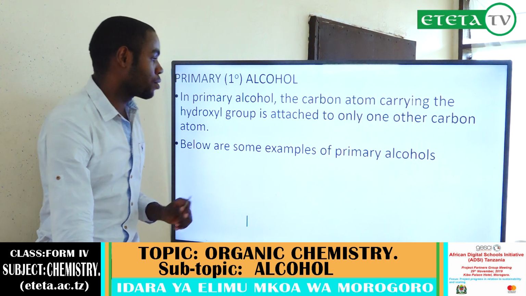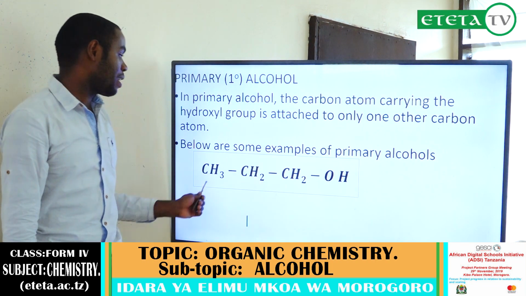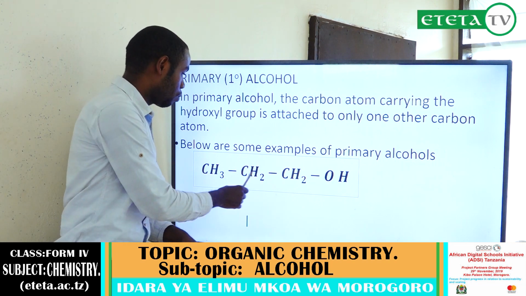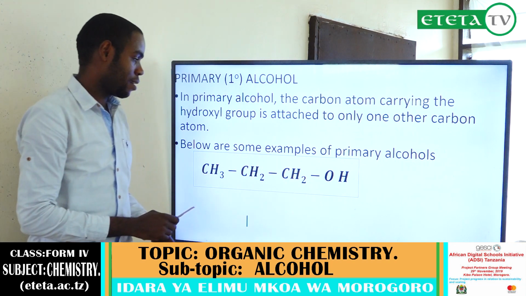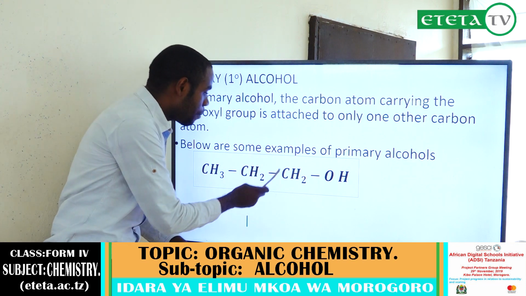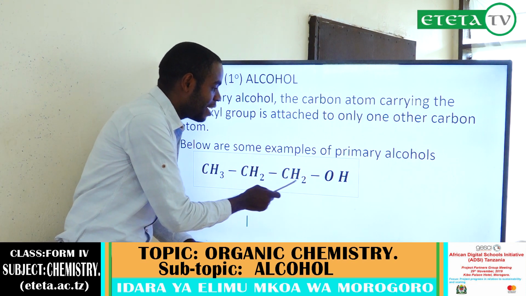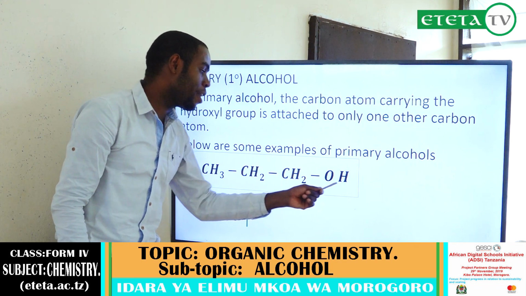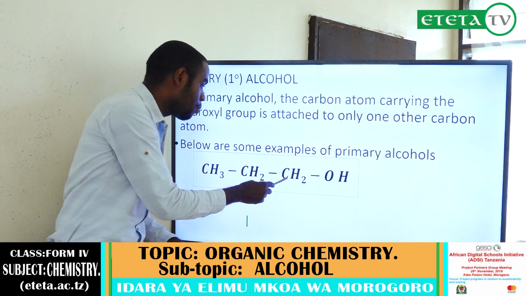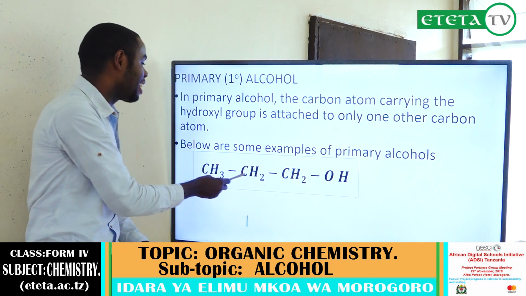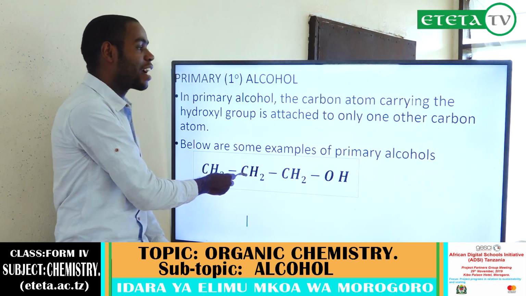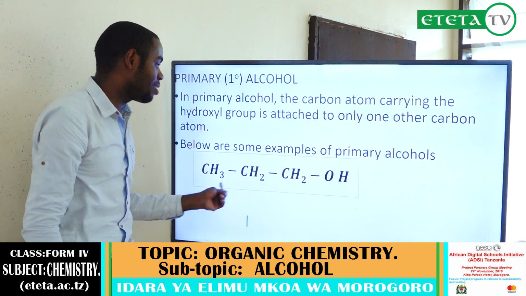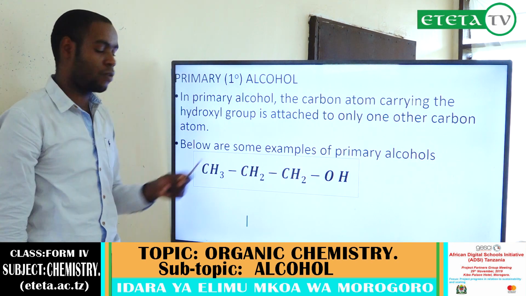Let us look at some examples of primary alcohol. For example, this one here is propan-1-ol. 1, 2, 3. This carbon here is carrying the OH group. So this carbon which is carrying the OH group is attached to only one other carbon, a single carbon. So this is one of the examples of primary alcohol.